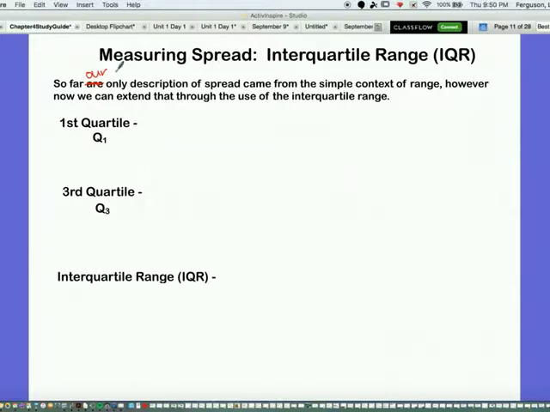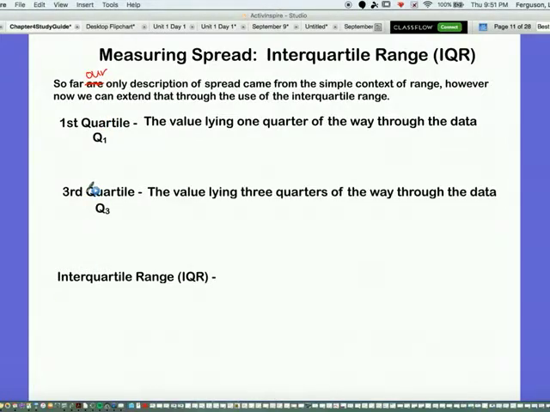And so whenever we do the interquartile range, you will have a Q1 and a Q3. Your Q1 is the value lying 1/4 of the way through the data. The Q3 is the value lying 3/4 of the way through the data. And the definition for the interquartile range, or the IQR, is the 50% range of data between the first and the third quartiles. So this may seem a little foreign to you right now, but it will make more sense whenever you see a numerical example.